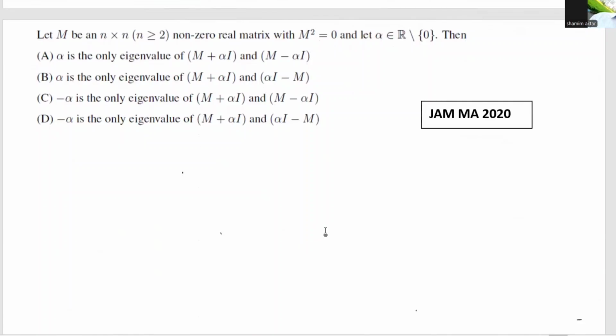Today I will solve a question of JAM exam. Okay, the question is: given that M is an n cross n non-zero real matrix with M square equal to 0, and alpha any real number not equal to 0, which of the following is true? Okay, so here is the given, now the solution.